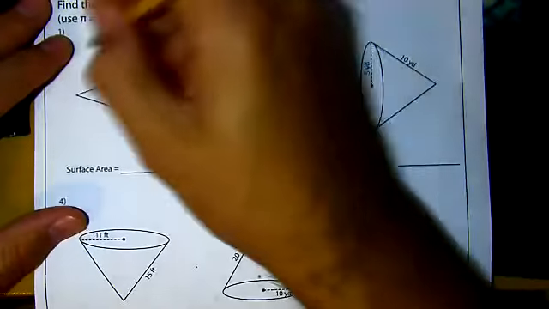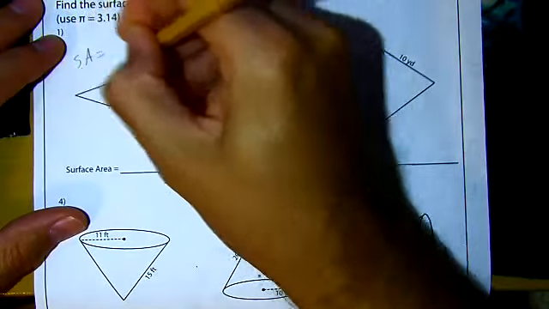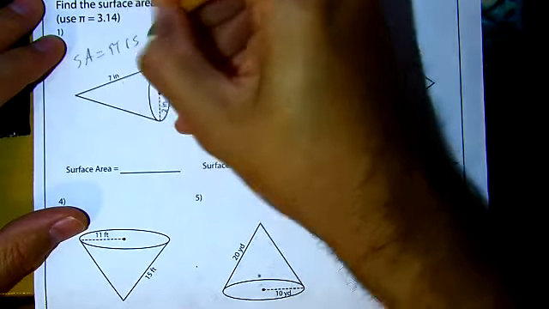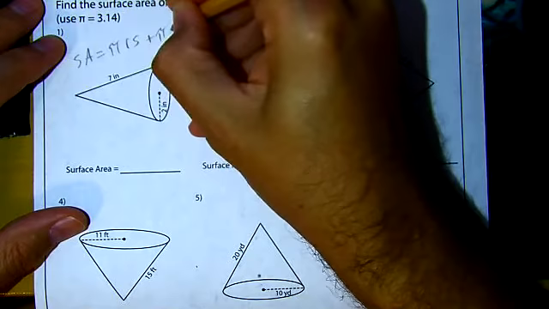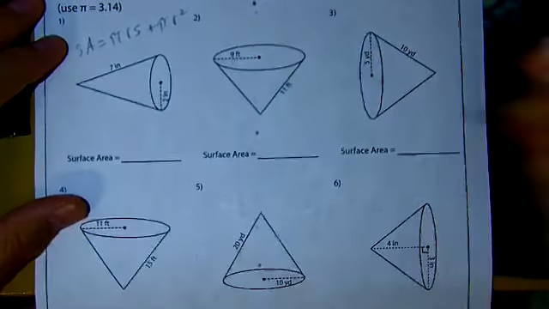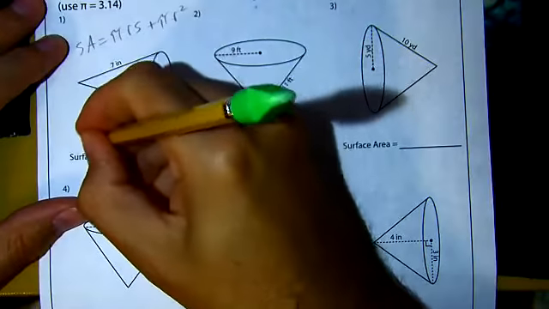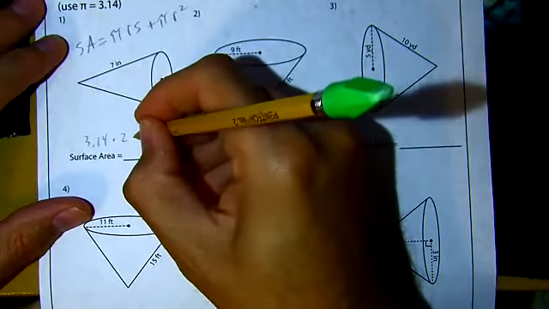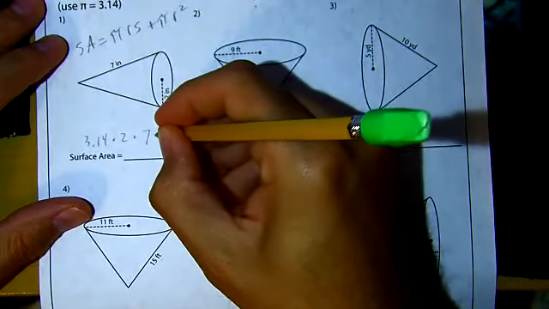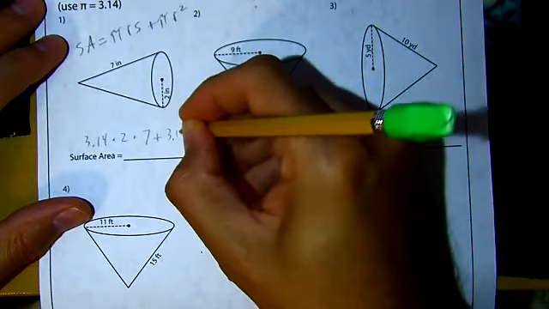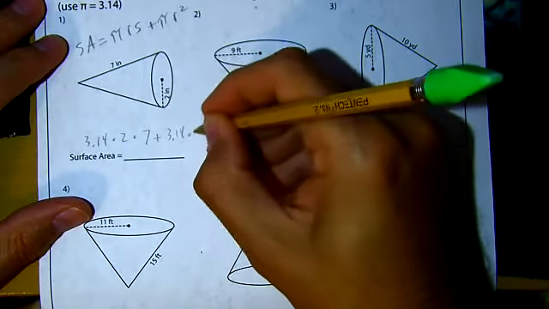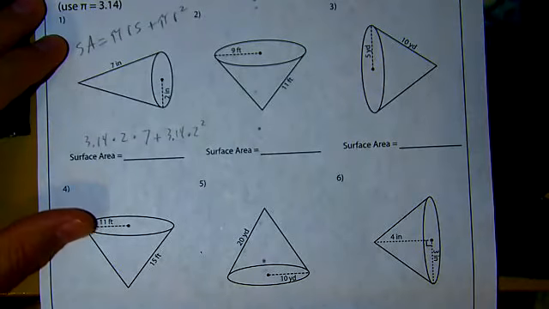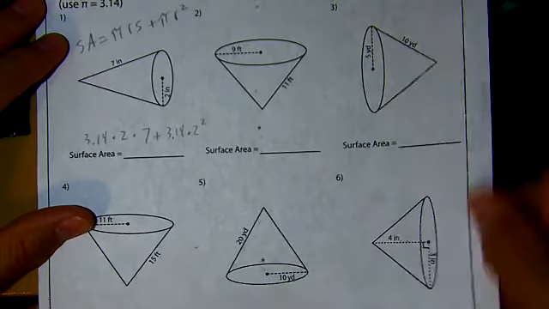So surface area was pi rs plus pi r squared. So we got 3.14 times 2 times the slant, which is 7, plus pi times the radius again, but this time squared. You punch that in, check your answers.